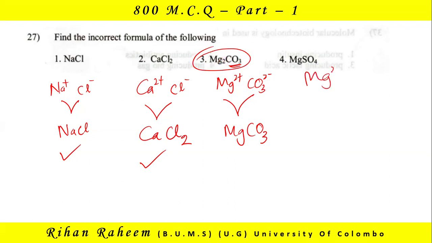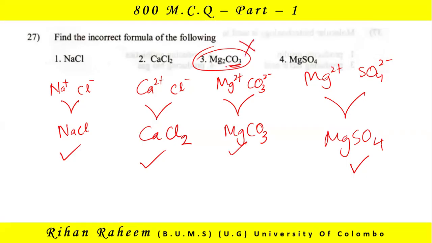Magnesium sulfate. Mg is 2 plus. Sulfate is a radical, SO4, 2 minus. There it will form MgSO4. That is correct. But what they have given here is wrong. So answer number 3. Question number 27, answer number 3.